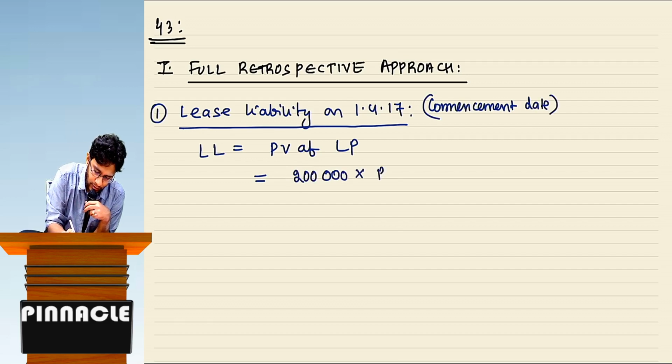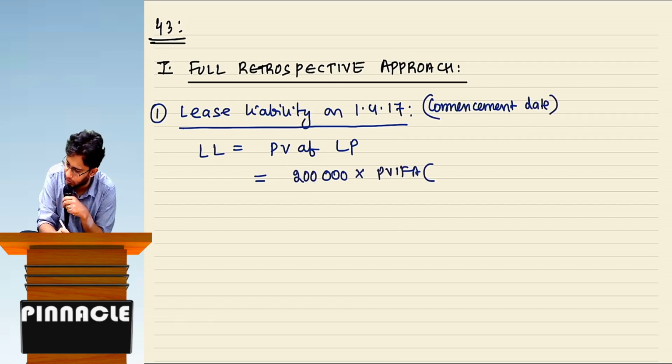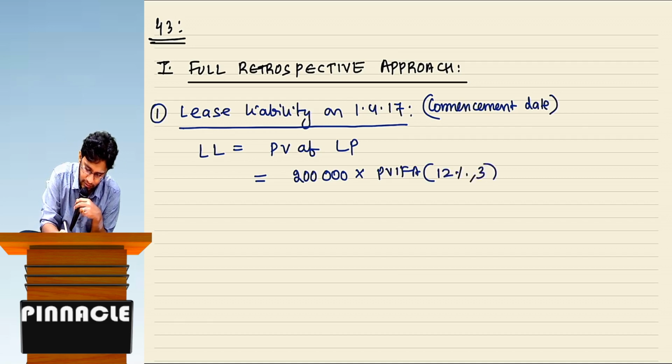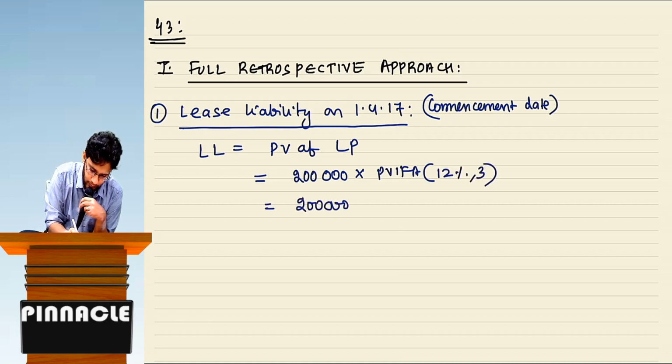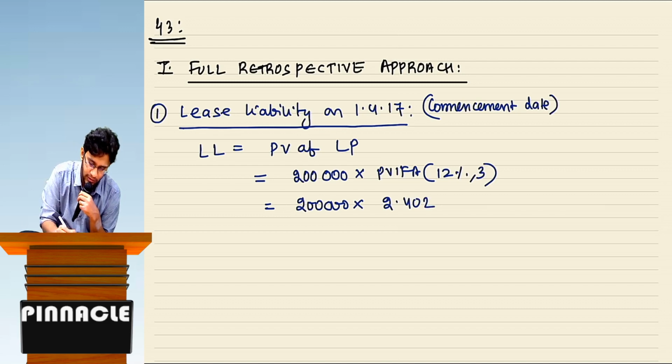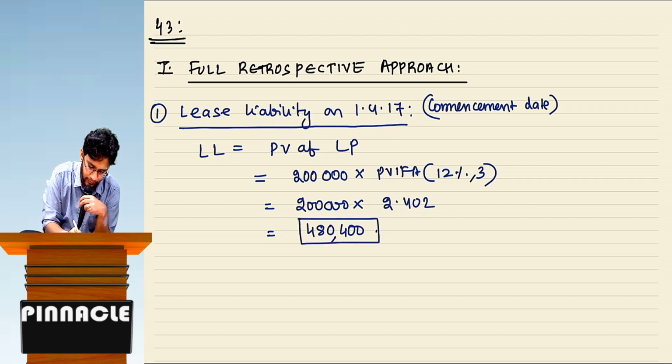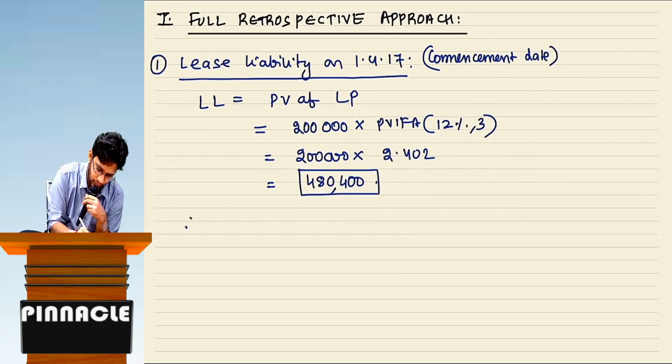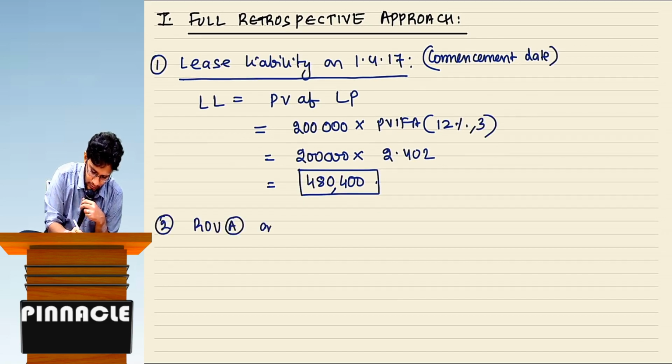2 lakhs into PVIFA. What's the discounting rate? 12% for 3 years. So 2 lakhs into 2.4018, but he took 2.402, you also take that only. So the answer will match, that's all. You can take 2.4018, no problem. Multiply and tell. 4,80,400. ROU asset on 1/4/17 is also equal to 4,80,400.